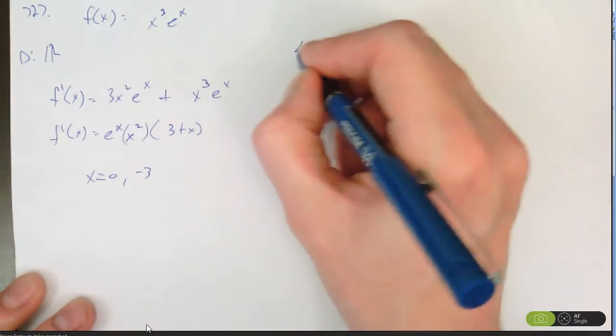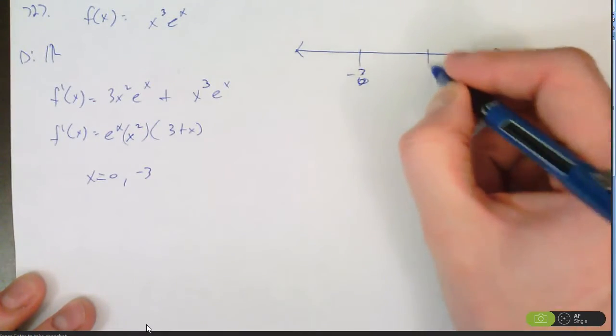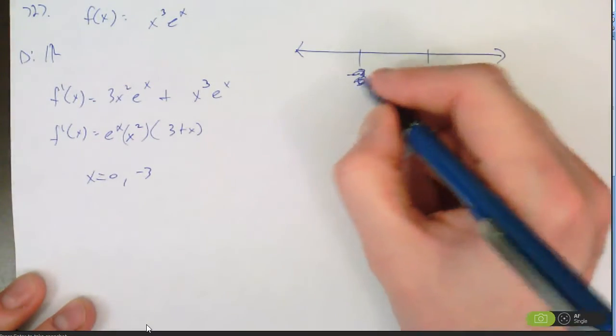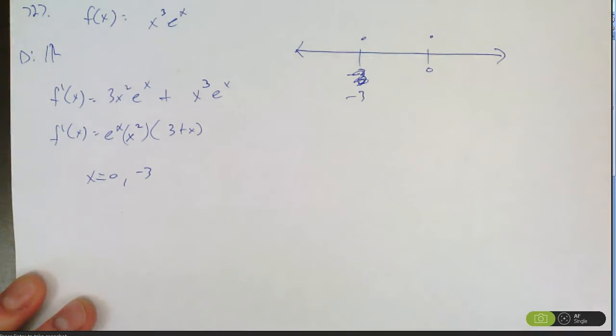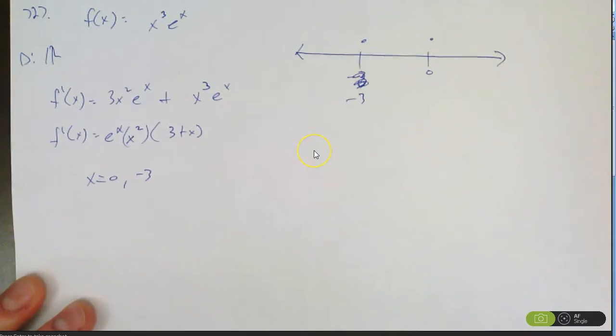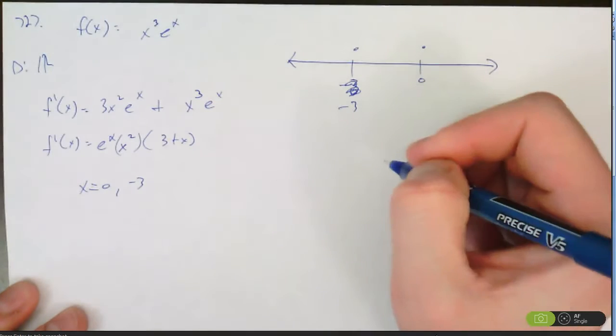Oops, put negative 3 on the left here, put 0 on the right. Okay. And now, my computer screen keeps going to sleep.